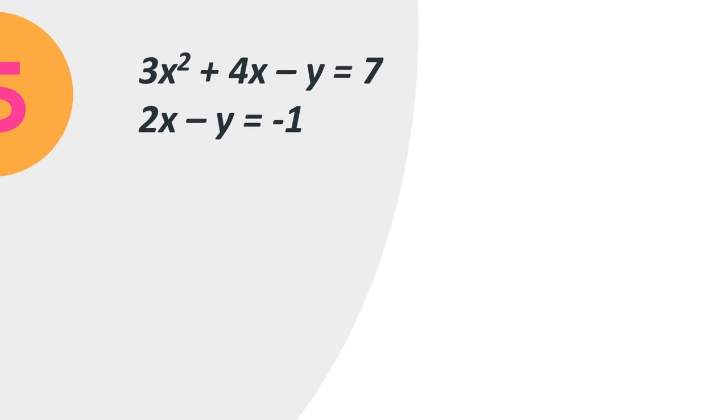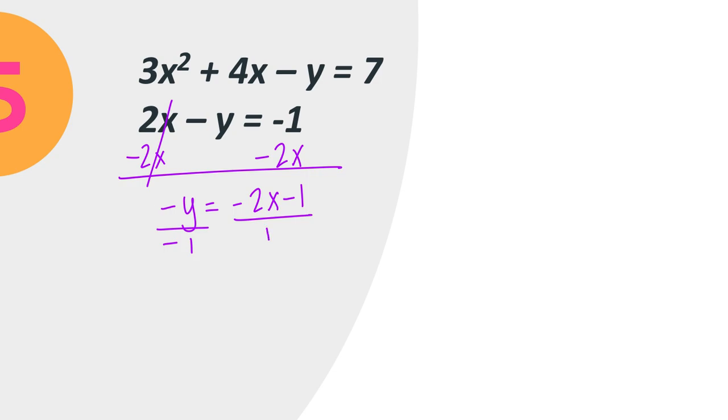So looking at this one, I'm going to go ahead and isolate my y. Okay, so I'm going to subtract 2x from both sides. I'm going to end up with negative y equals negative 2x minus 1. I'm going to divide by negative 1 on both sides. And I'm going to end up with y equals 2x plus 1.